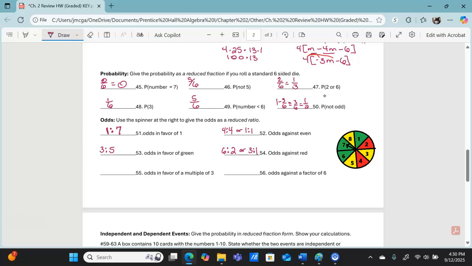Odds in favor of a multiple of 3. So your multiples of 3 are 3 and 6 in this grouping. So that's 2 of them. The other 6 are not multiples of 3. This will reduce to 1-to-3. A factor of 6, the factors of 6 are 1 and 6, 2 and 3. So I want the odds against that. Well, that's 4 of them. There's 4 others. And that'll reduce to a 1-to-1.